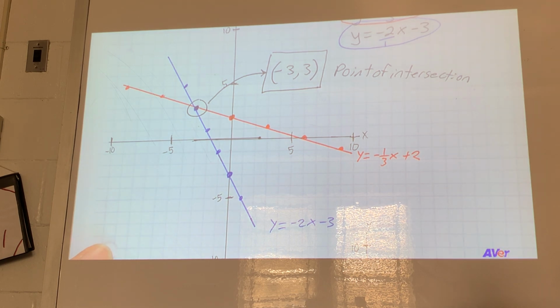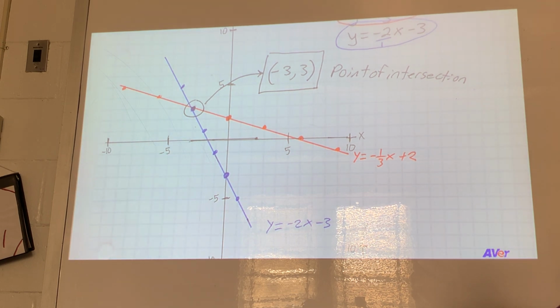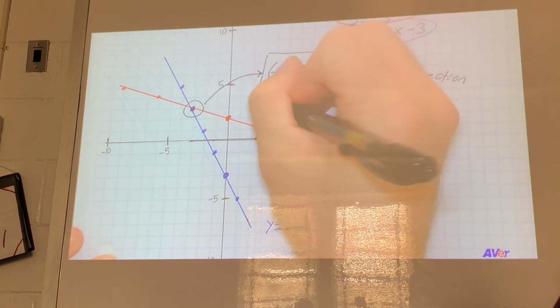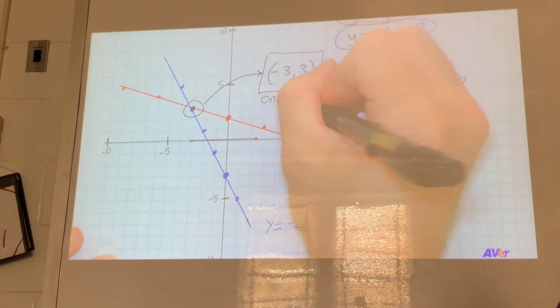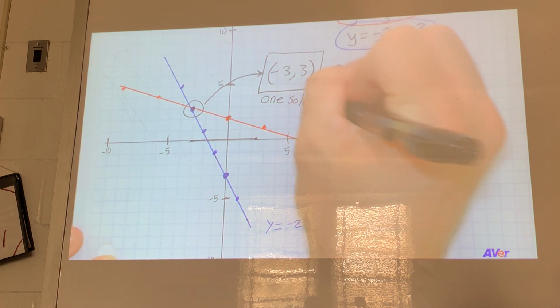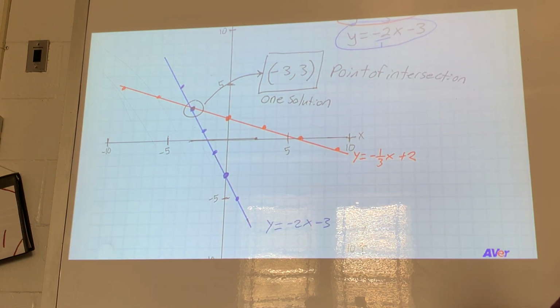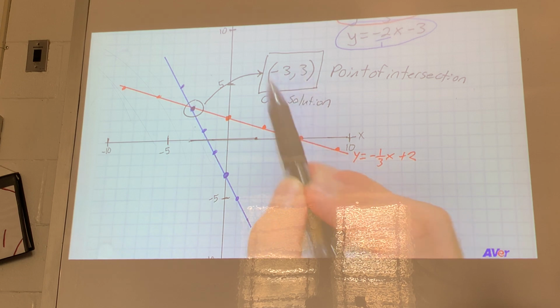There are three types of solutions. There is one solution, no solution, and infinite solutions. Which one of those is this? One solution. Okay, good. So this is one solution. So on a test or on a homework or on a classwork, what am I looking for as the end result? What is it that I want to put in the answer box? I want to put negative 3, 3. This is my solution here.